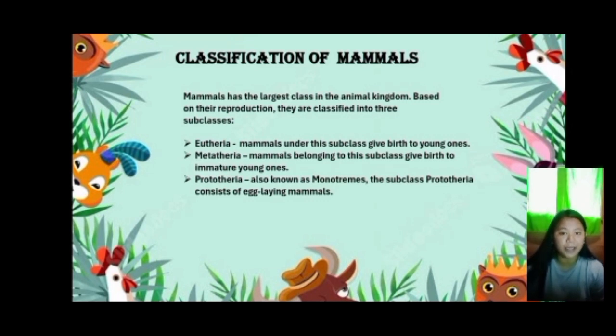For example, yon kay kangaroo, di ba? Bisan anak na siya pero yaon nagyapon siya sa murag kuan ng iya mama. Yaon nagyapon hantod mag-mature siya. Ang Prototheria, also known as monotremes, the subclass Prototheria consists of egg-laying mammals. Mangitlog.